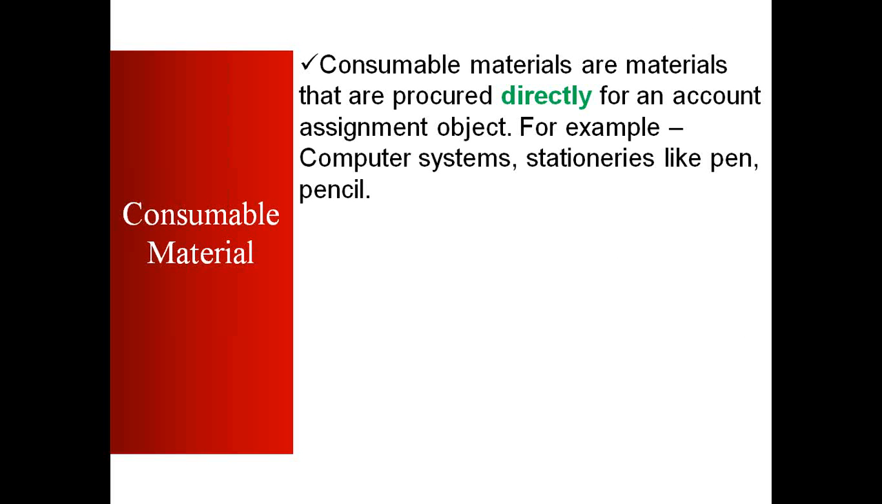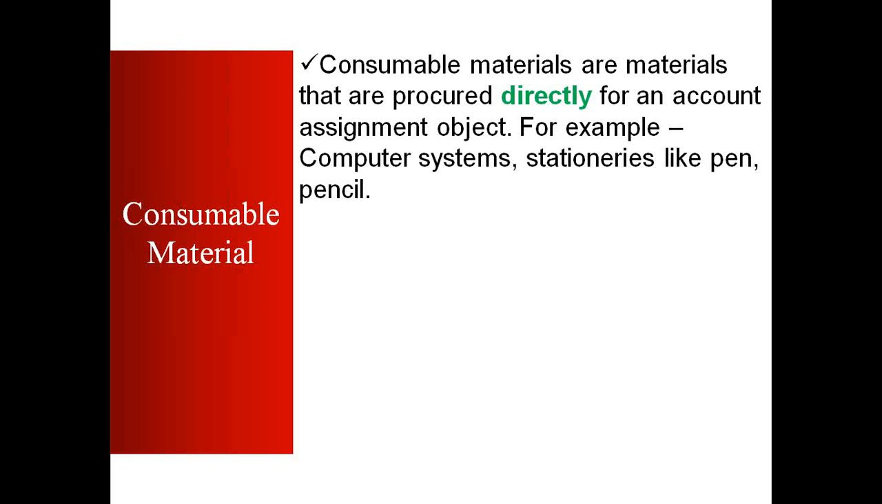Consumable materials are materials that are procured directly for an account assignment object. I'll discuss the account assignment object in a minute. For example, consumable materials can be a computer system, or stationery like pen and pencil and all that stuff, for which we don't need to maintain the stock.